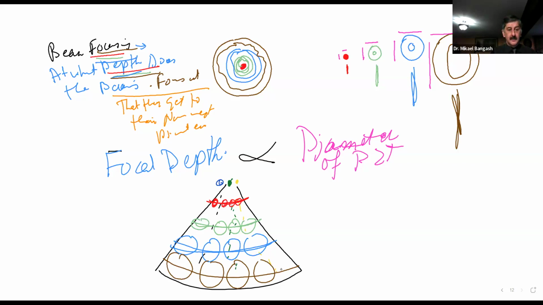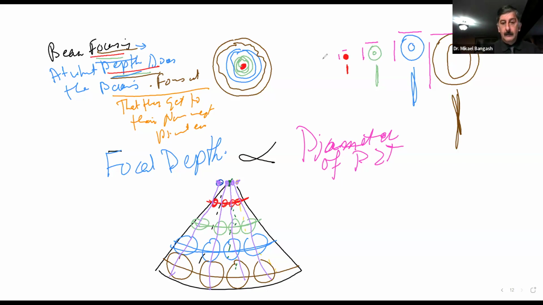As the group of PCTs moves from here to here to here to here, when it was here, each of these would focus at their own depths. And when it was here, each of them will focus at their own depths.